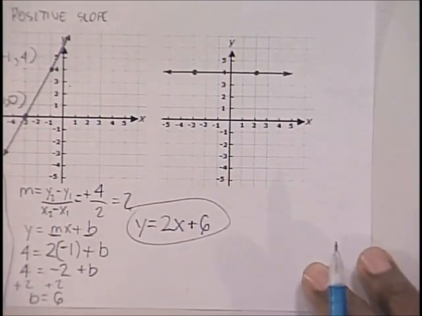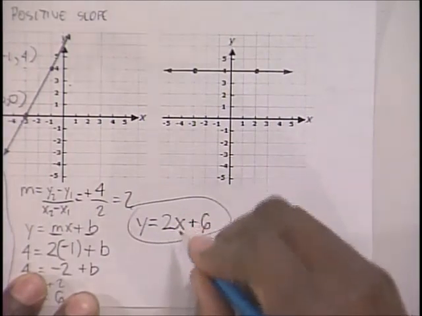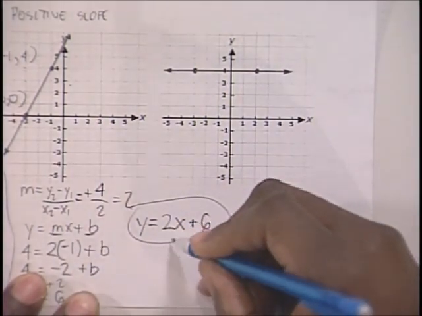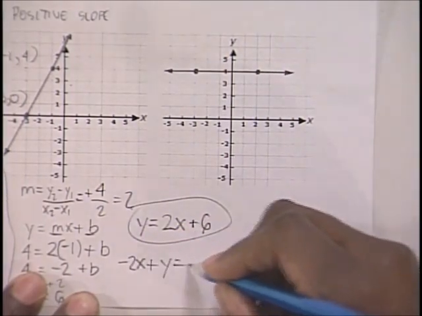Final answer right there. So if you wanted to write this in standard form, all you have to do is now take this and make sure all of the variables are on one side. So you'd subtract the 2x over, you'd end up with -2x plus y is equal to 6.